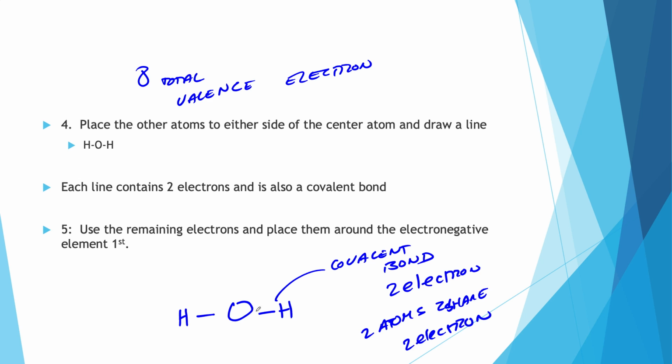And now we used up 4. So we have 8 total. We used up 4. Subtract them, we've got 4 left. And we're going to place them around the most electronegative element first. So hydrogen is full with 2. It can't have any more. And you notice I'm using X instead of dots. You can use either one. And now I have 1, 2, 3, 4 left. And then this should be my Lewis dot structure.